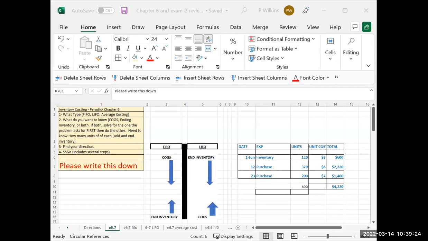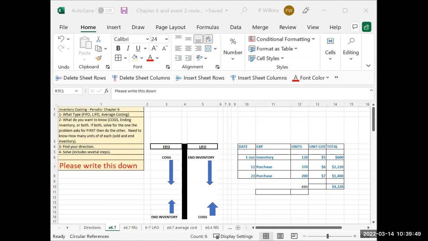Okay. All right, so we are going to do exercise 6-7 on page 638. Help if I get my notes out. Okay. 6-7 on page 638. All right.